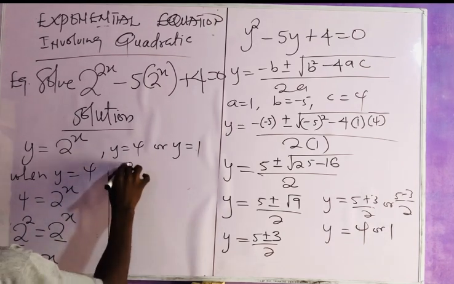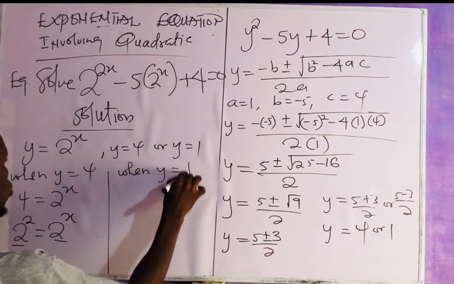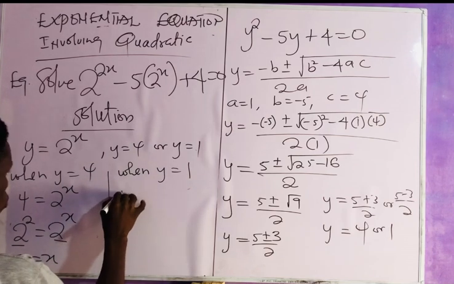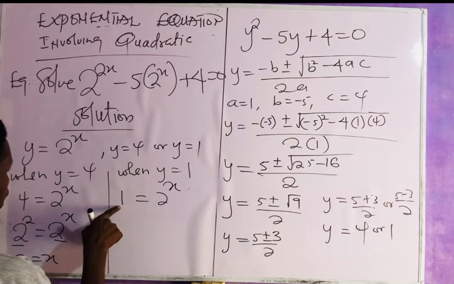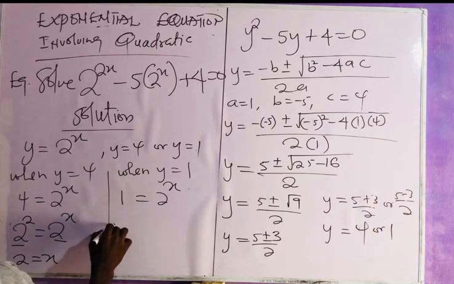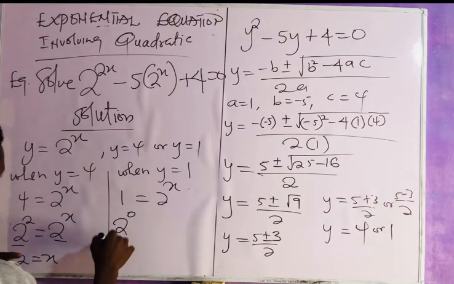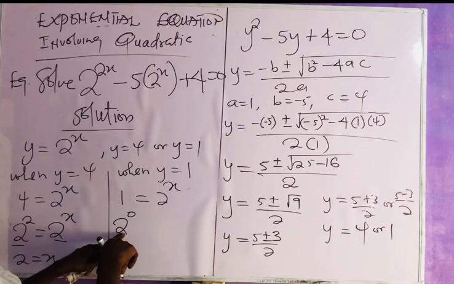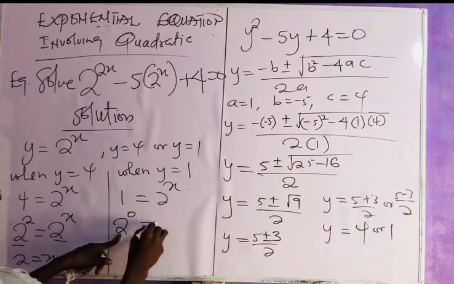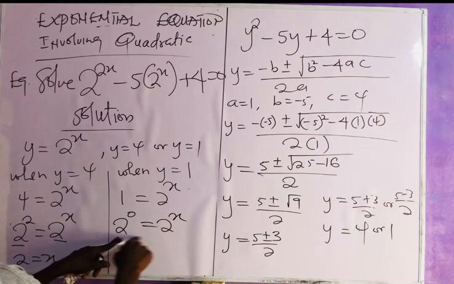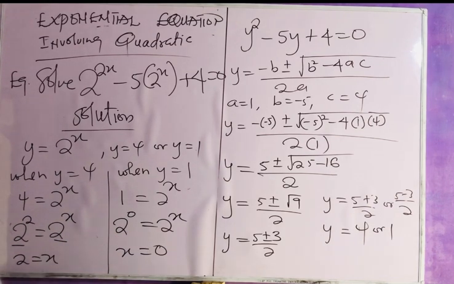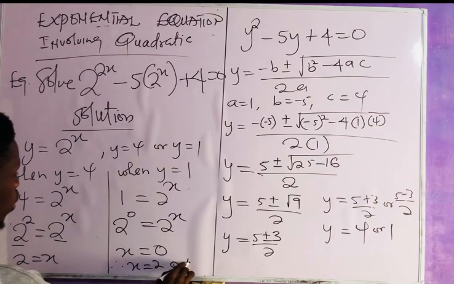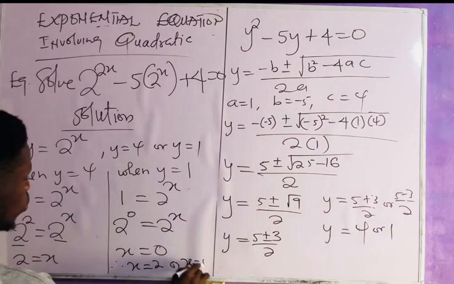Then when y equals 1, then I have 1 equals 2 to the power x. But you know that any number to the power 0 will give you 1. So I can also take it as 2 to the power 0 so that the base will look the same. So this and that will be the same. It means that my x is what? 0. Therefore, my x is equal to 2 or x equals what? 0.